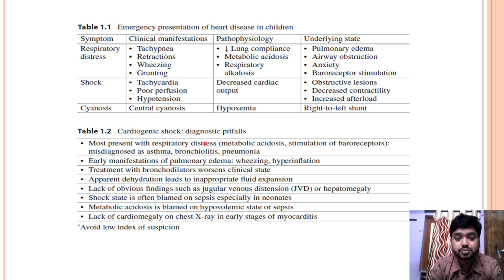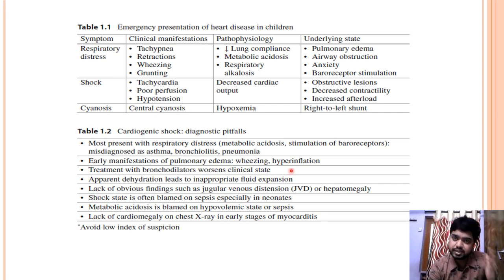Yes, most present with respiratory distress. They are misdiagnosed as asthma, bronchiolitis, and pneumonia. And early manifestations of pulmonary edema, which are wheezing and hyperinflation, are usually missed. Usually misdiagnosed as respiratory. You keep on giving nebulization, no improvement. Then treating with bronchodilator worsens clinical status. Yes, this is the most important pitfall.